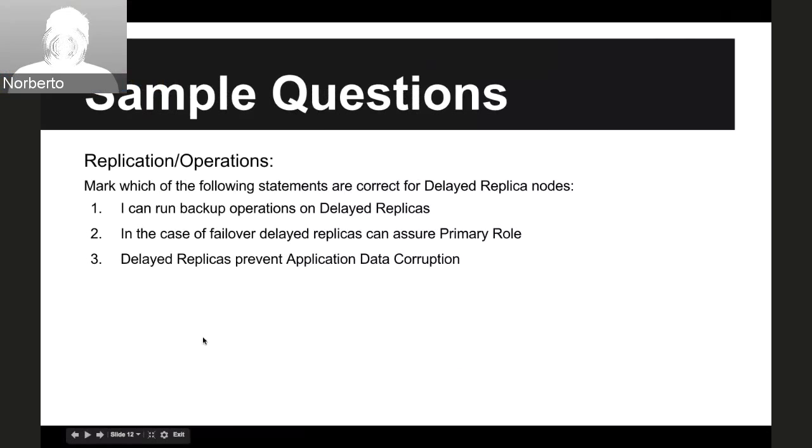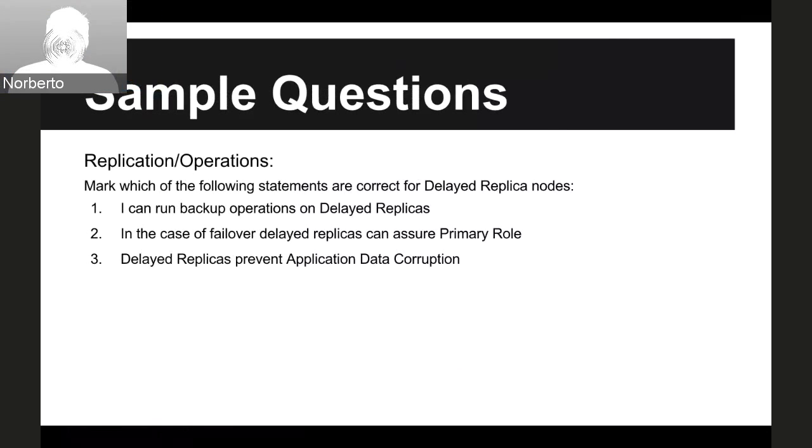Replication operations. We will do a bunch of replication operations. For DBAs, will be a little bit more mechanical. For developers, they will be around how to deal with them. One of the examples of questions that we might ask is, mark which of the following statements are correct for delayed replica nodes. I can run backup operations on delayed replicas. In the second option, in the case of failover, delayed replicas can assume primary roles. In the third option, delayed replicas prevent application data corruption.